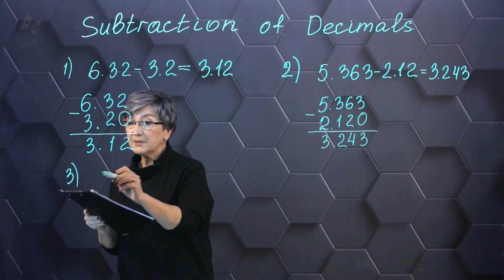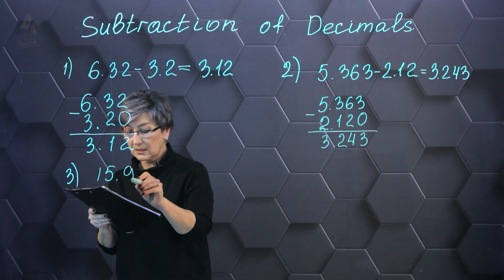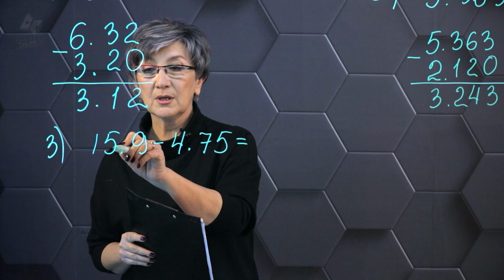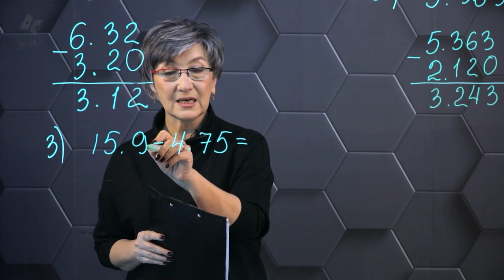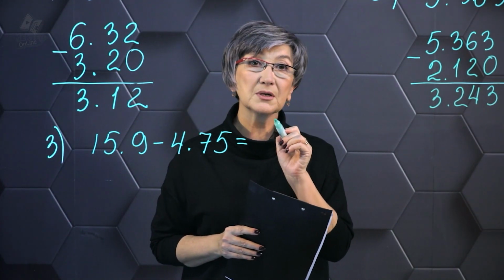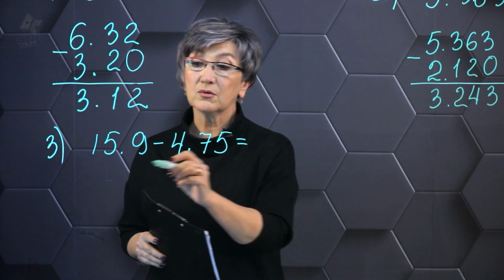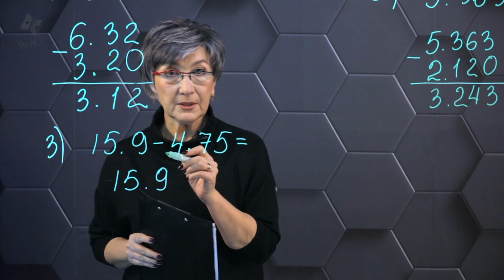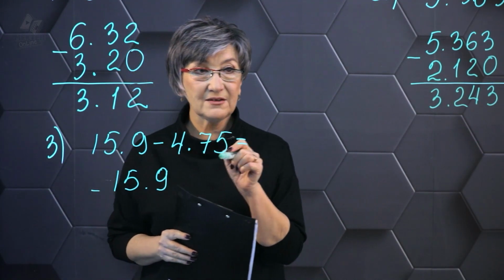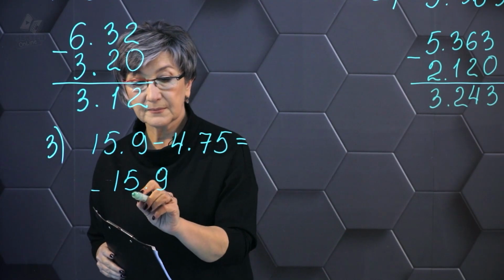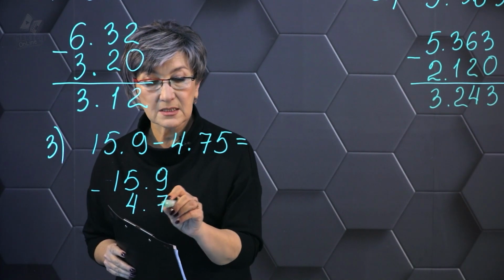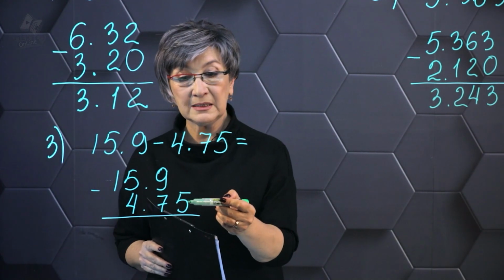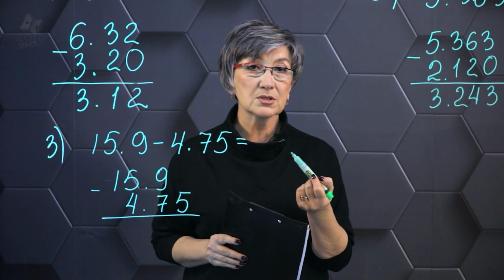15 whole 9 tenths minus 4.75 hundredths. We see that we need to subtract 4 whole 75 hundredths from 15 whole 9 tenths. We write down using the rule of whole part by whole part, fractional part by fractional part, that is 15.9 minus 4.75 hundredths. Note that now there is no digit above the 5. Of course, we write down necessarily 0.